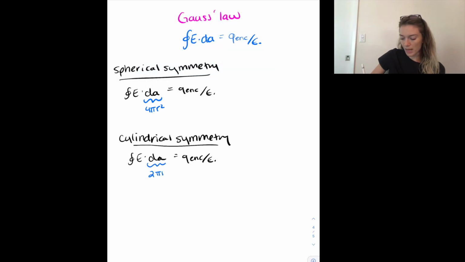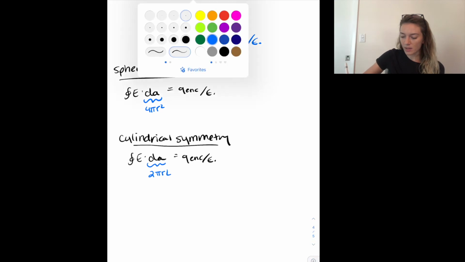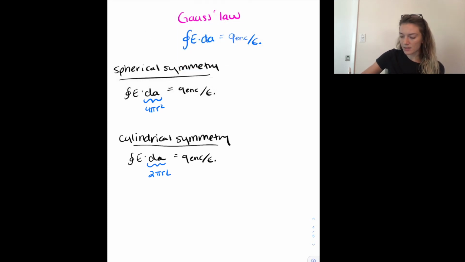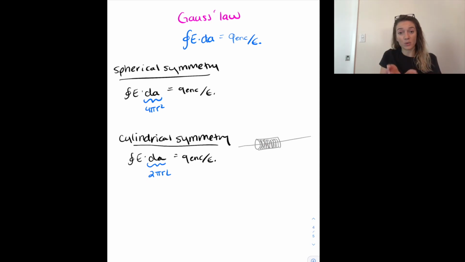And that will be 2 pi RL. Now, in this case, let's say we have an infinite line charge, the only portion of our Gaussian cylinder that will contribute to this integral is the side. It's this outside portion here. So that's why we're plugging in 2 pi RL, because 2 pi RL is just that side portion of our cylinder.